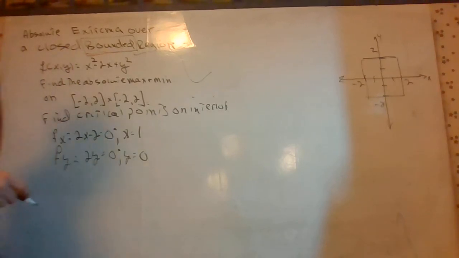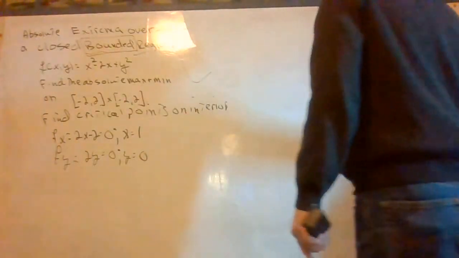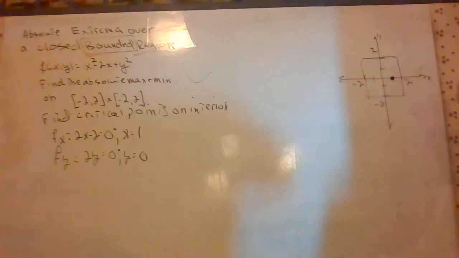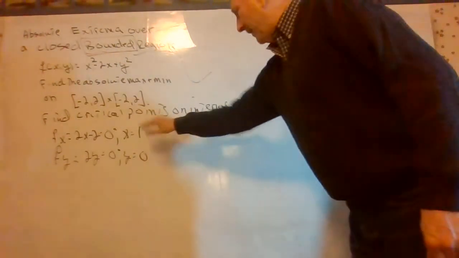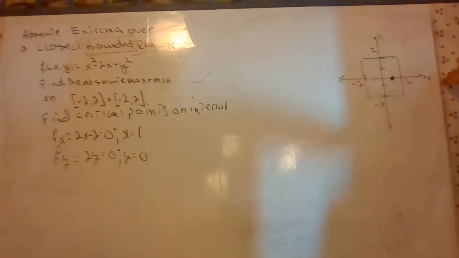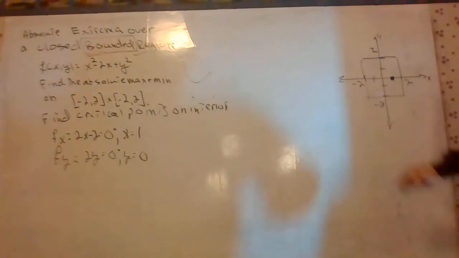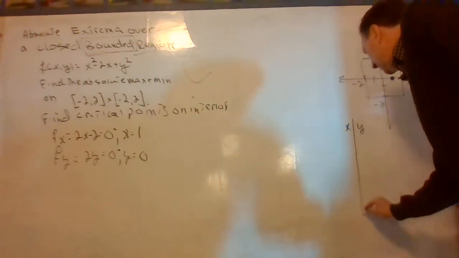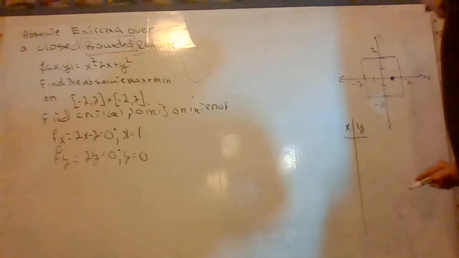Okay, where's 1, 0? That's right here. That's inside this region, so we're good. Had this been the point 5, 0, guess what? It would be out here. We just ignore it. Next, we're going to make an XY chart and keep a finite list.